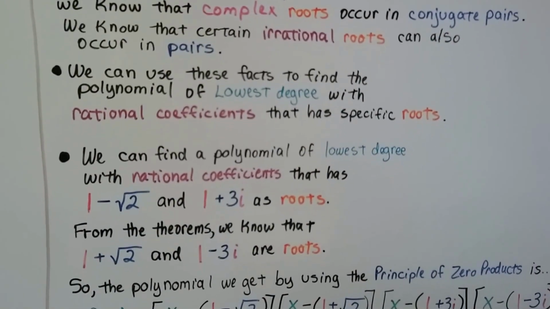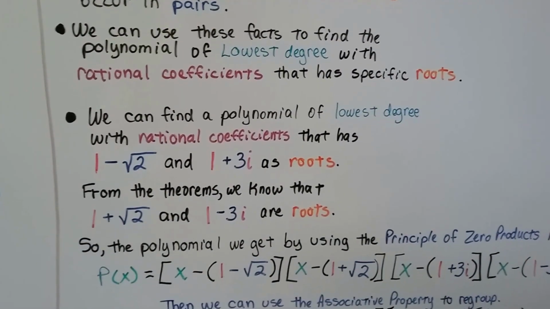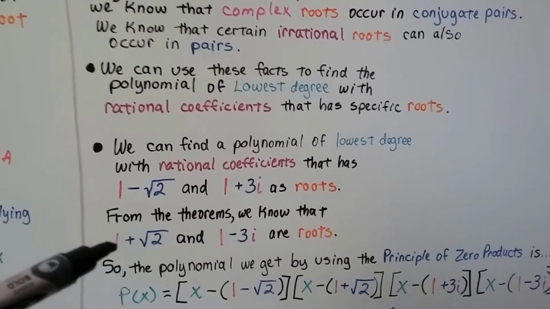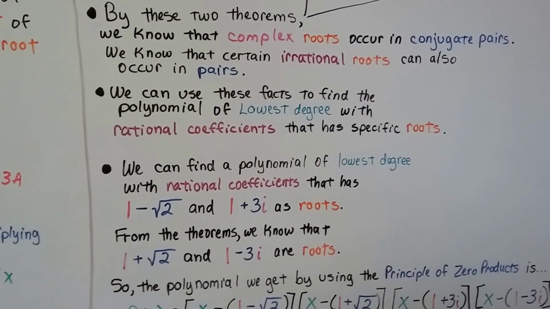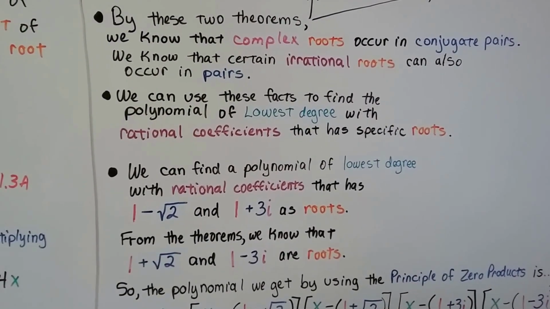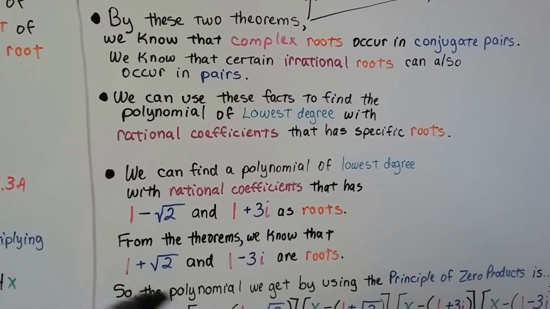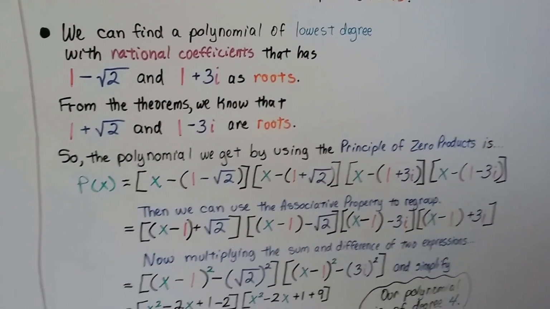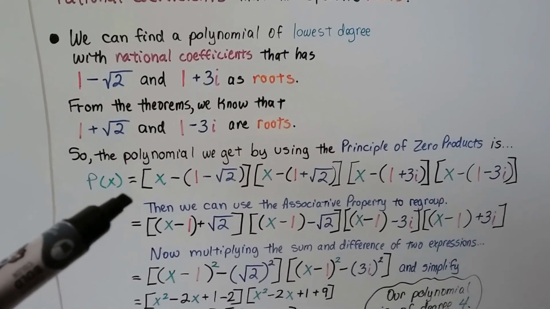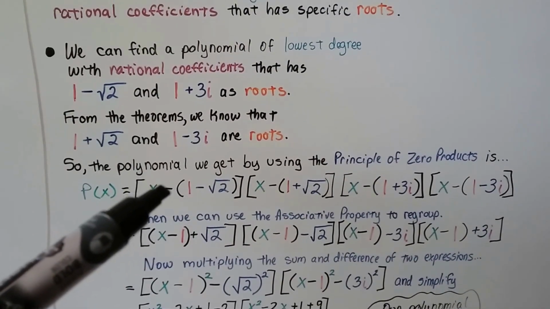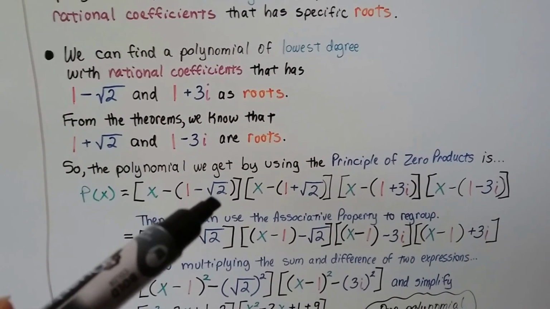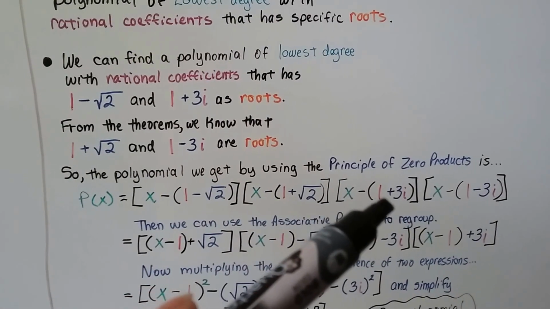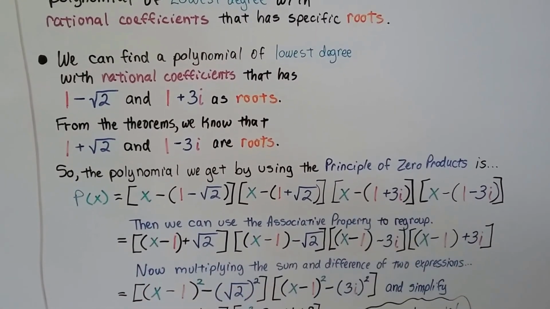And we can find a polynomial of lowest degree with rational coefficients that has 1 minus square root of 2 and 1 plus 3i as roots. From the theorems, we know that 1 plus the square root of 2 and 1 minus 3i are roots. See? It's the pairs. If that's a minus, then it's a plus. If that's a plus, it's a minus, isn't it? So the polynomial we get by using the principle of zero products is p of x equals, and this is a long one, x minus 1 minus the square root of 2 times x minus 1 plus the square root of 2, x minus 1 plus 3i, and x minus 1 minus 3i.